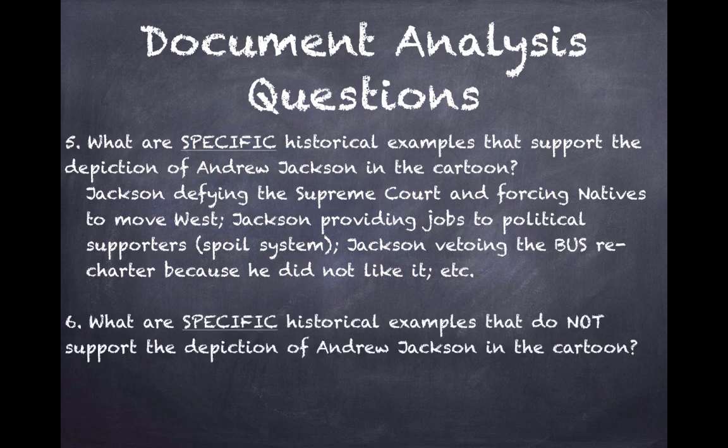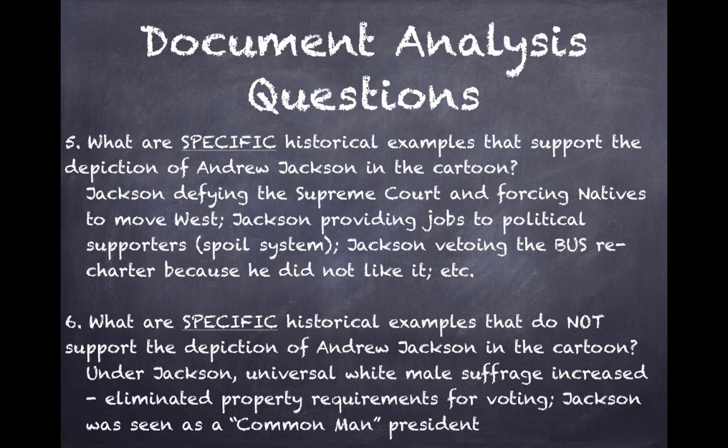And what are some specific historical examples that do not support the depiction of Andrew Jackson in the cartoon? So if you want to say he's not a king, what could you point to? Well, under Jackson, you have universal adult white male suffrage. This increased because of the elimination of property requirements for voting. And Jackson was also seen as a common man president. He was born very poor and made his way to the most powerful person in the nation at the time.